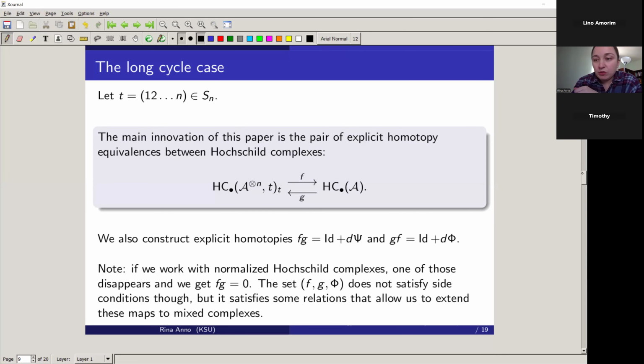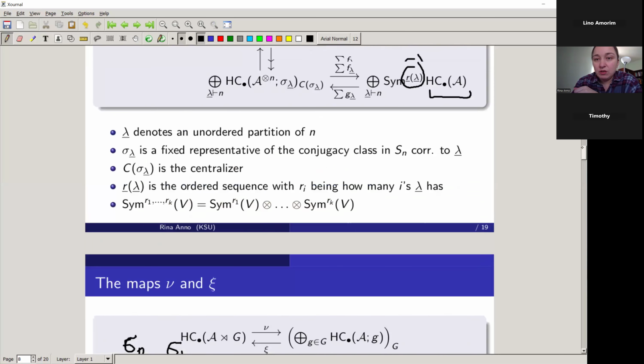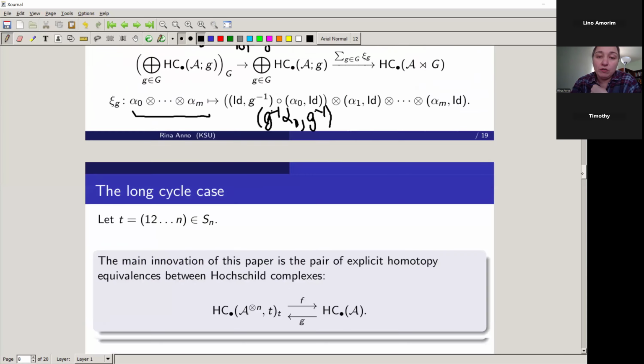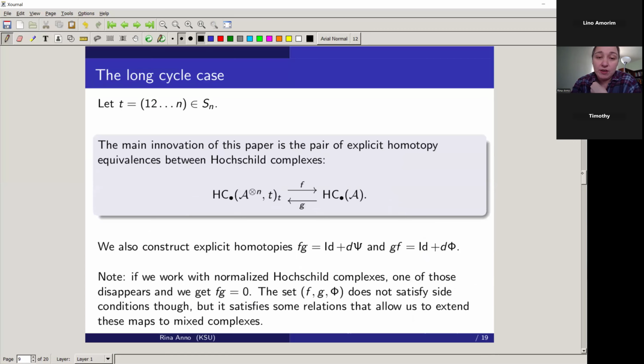Then the most interesting part is this part: how do we turn twisted Hochschild homology of a tensor power of A into a tensor product of several copies of Hochschild complexes of just a single A? Let's first consider the situation where we have one cycle. So let T be the cycle of length n: 1 goes to 2, 2 goes to 3, and n goes to 1.